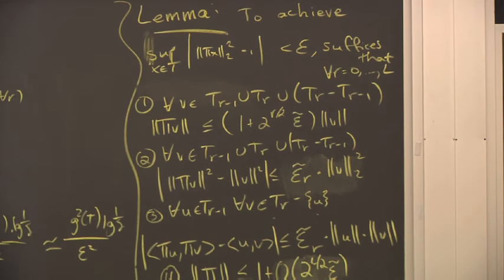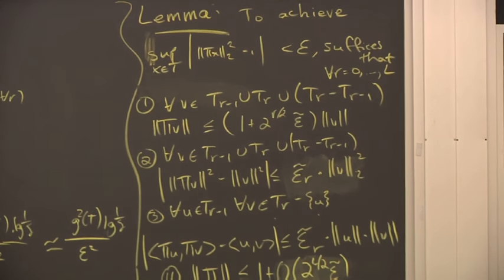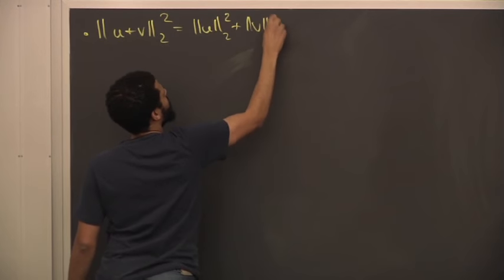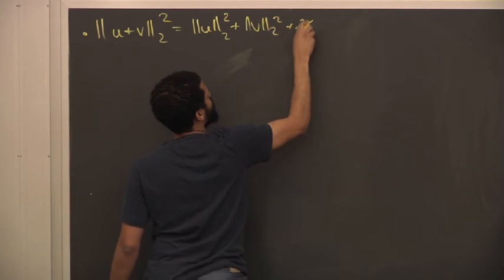So notice that the norm of u plus v squared, just by expanding, is u plus v dot u plus v. If you expand that, this is the norm of u squared plus the norm of v squared plus 2 u dot v.